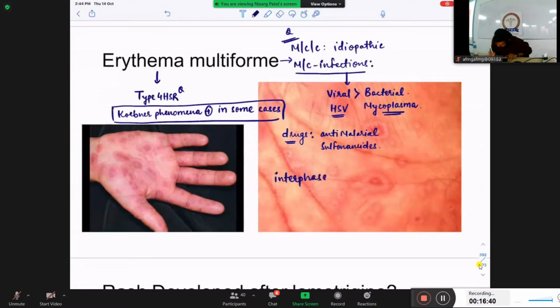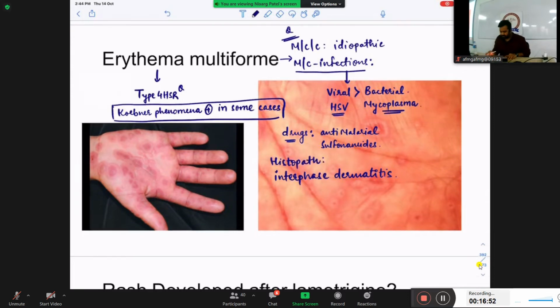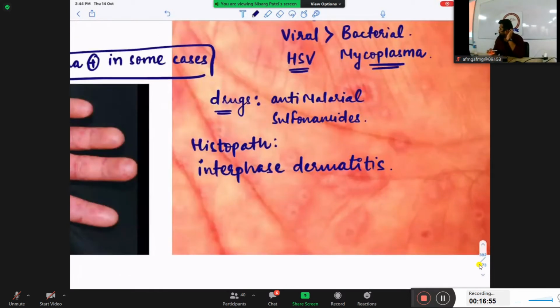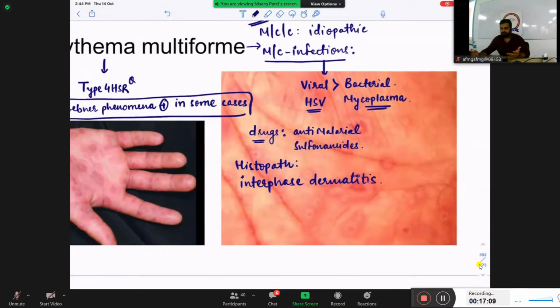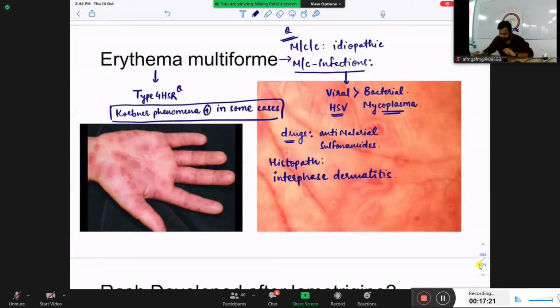Interface dermatitis, on a histopath finding. So if I ask you what is the bacterial cause of erythema multiforme? Mycoplasma. Though it is less common, the bacterial cause is mycoplasma, the viral cause is HSV, and the most common is idiopathic.